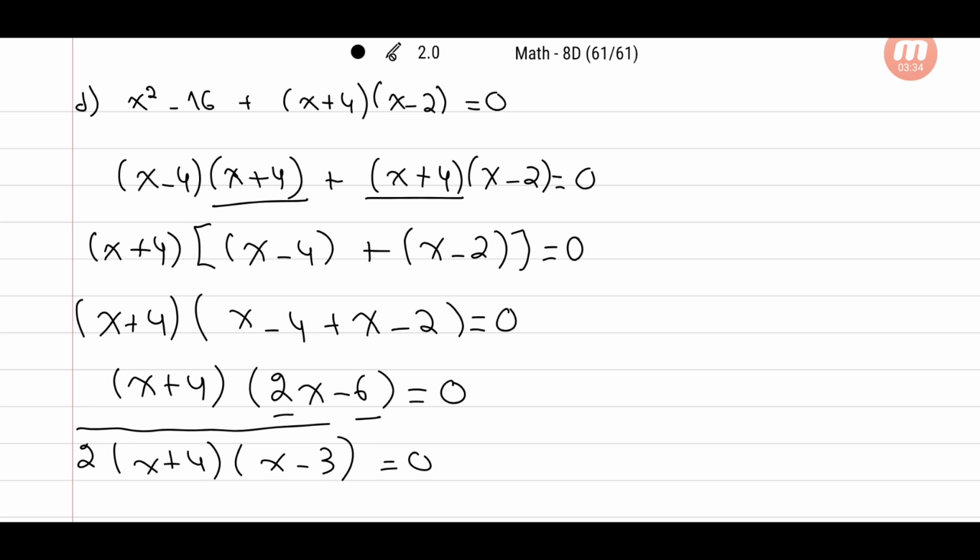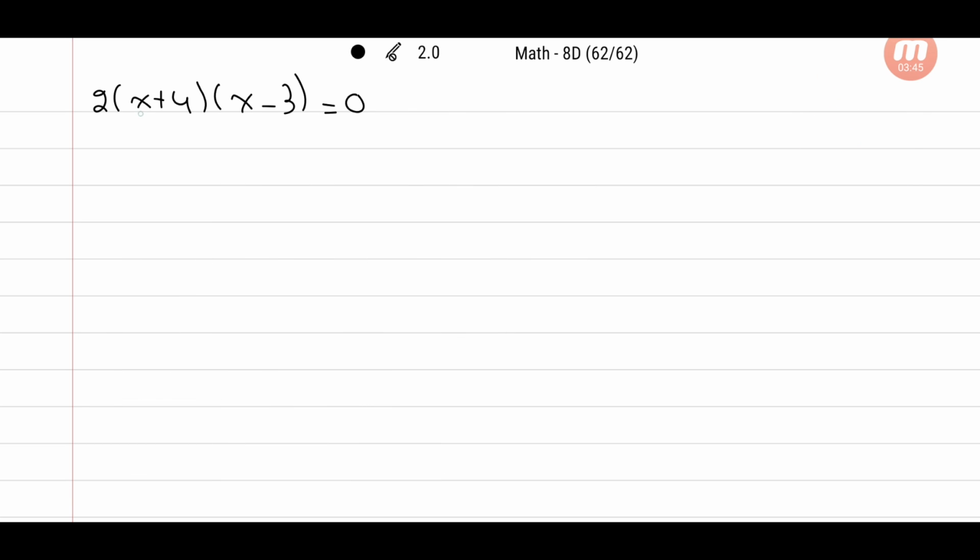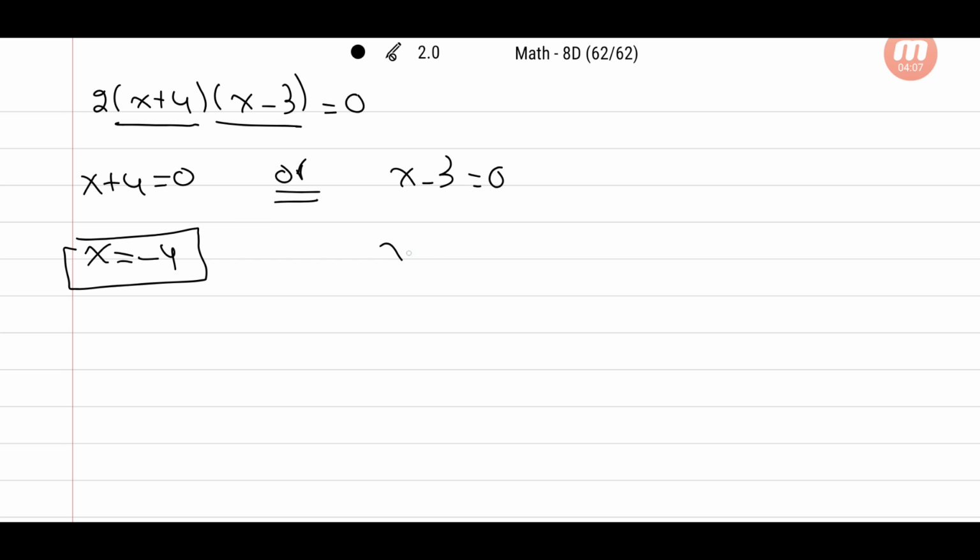Now I solve this. 2(x + 4)(x − 3) equals 0. So I take either this one equal to 0 or x − 3 = 0. So x + 4 = 0 or x − 3 = 0. Don't forget to write "or", since it is either this solution or this solution. So it is x = −4 or x = 3. And I'm done.